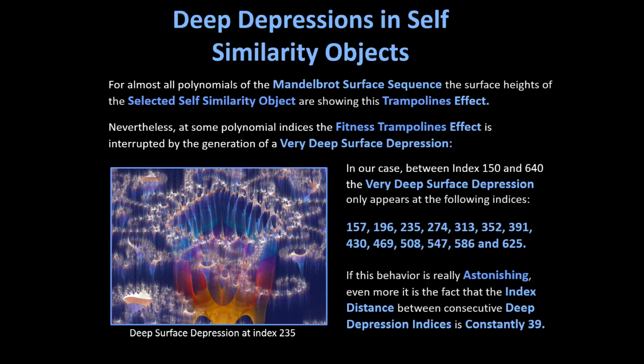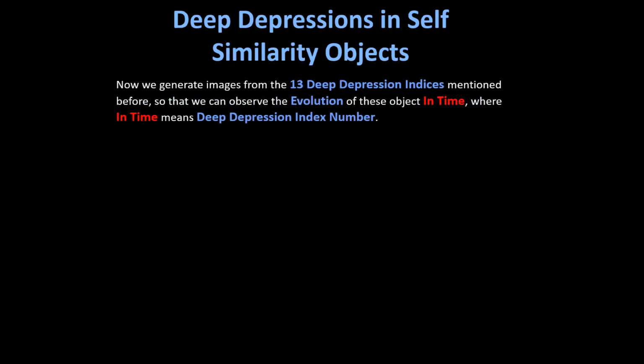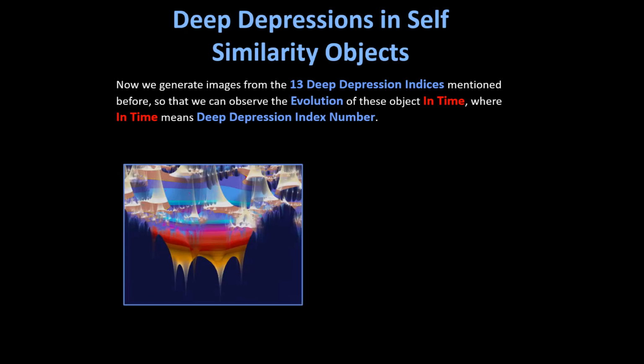If this behavior is really astonishing, even more so is the fact that the index distance between consecutive deep depression indices is constantly 39. Now we generate images from the 13 deep depression indices mentioned before, so that we can observe the evolution of these objects in time, where in time means deep depression index number.